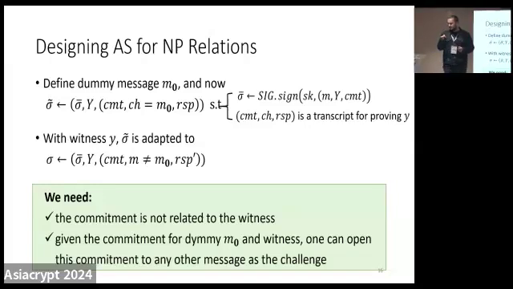Then we can just use the witness to respond. We can generate the full signature by just modifying the challenge to be the message to be signed. What we need for this is to observe that the commitment is not related to the witness, and that given the commitment for a dummy message M0 and the witness, one can open the challenge to any other message, in this case the message to be signed for the pre-signature.